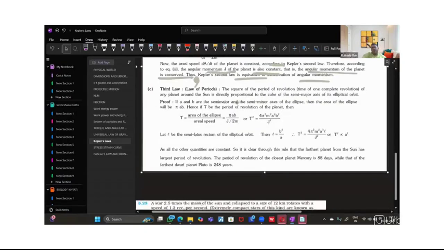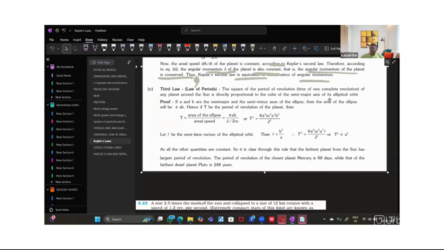The third law: the square of the period of revolution, that means the time taken for one revolution, is directly proportional to the cube of the semi-major axis.